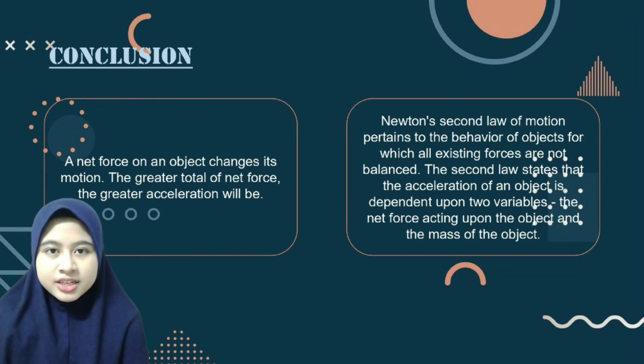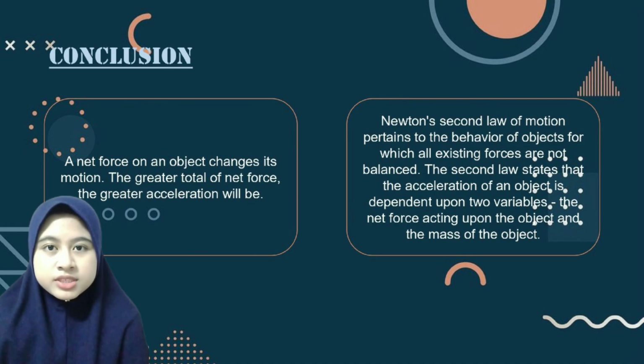The greater the total net force, the greater the acceleration will be. And the second point of conclusion is that Newton's second law of motion pertains to the behavior of objects for which all existing forces are not balanced. The second law states that the acceleration of an object is dependent upon two variables: the net force acting upon the object and the mass of the object.